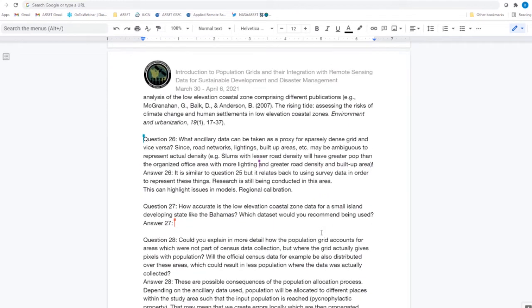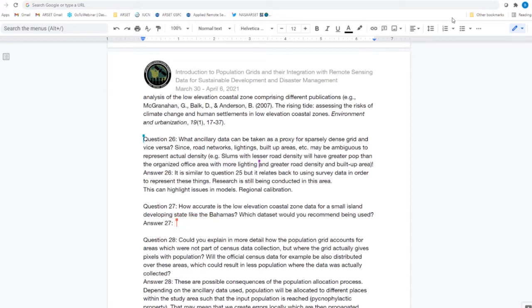How accurate is the low elevation coastal zone data for small island developing states like the Bahamas? What data set would you recommend being used? I'm not sure if you showed this in your presentation, but is there some elevation data that's used through CDAC and put together with these?